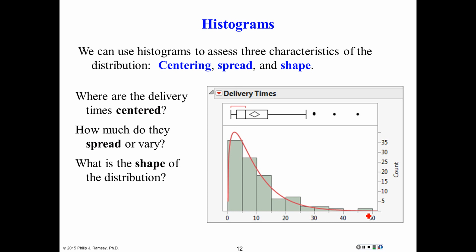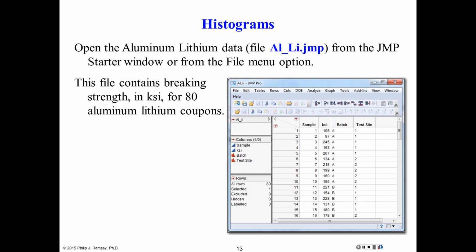So without computing any statistics, you've already basically started to describe the behavior of delivery times, the variation that occurs in delivery times. Well, here's another data set, and I'll use this off and on.